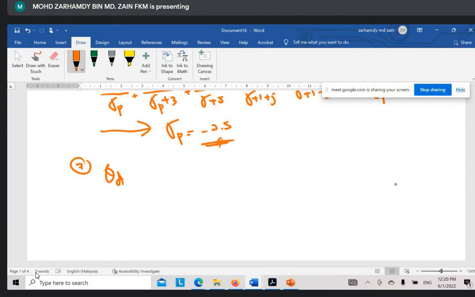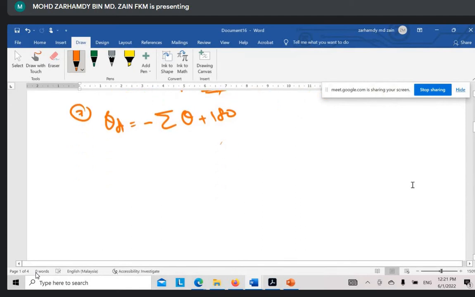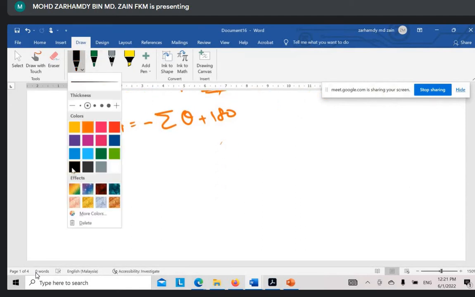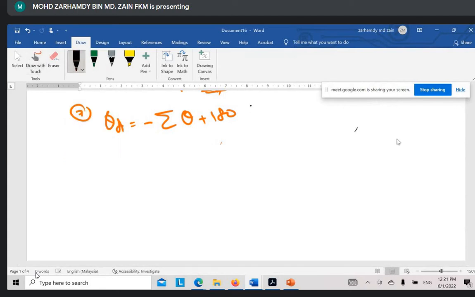Okay, delta angle D is departure, they call it departure, and we have the symbol equal to negative summation of theta plus 180. So this is the general equation for angle of departure. So what we are going to do is I will teach you one by one. I will show you one by one, okay, I try to make this point first, to make it clear for you. Okay, how to calculate angle of departure.